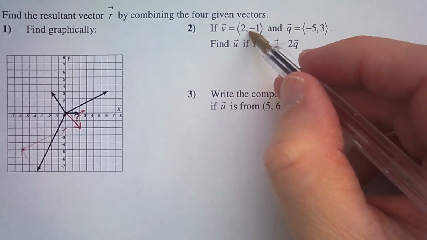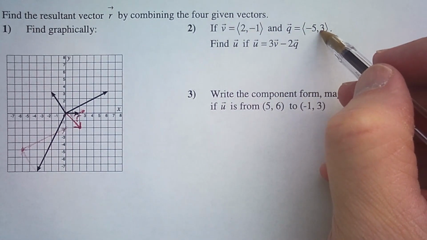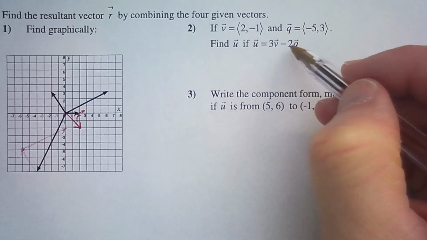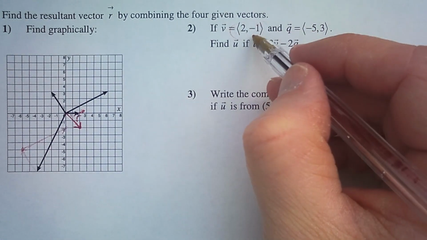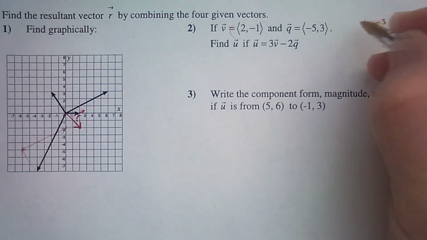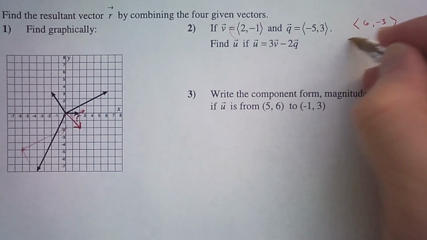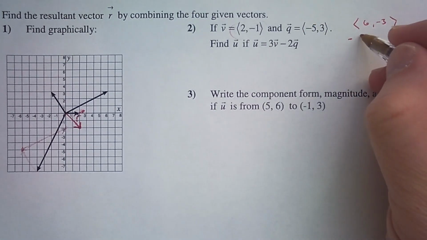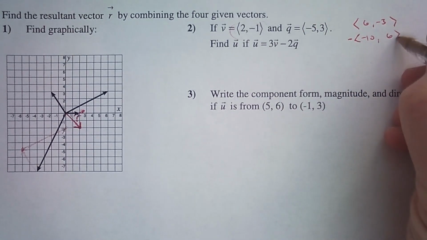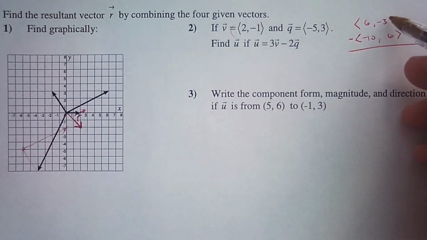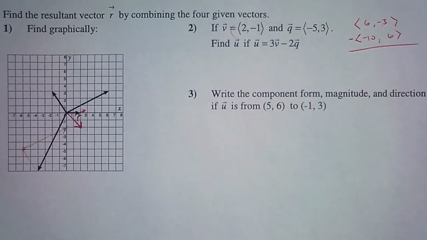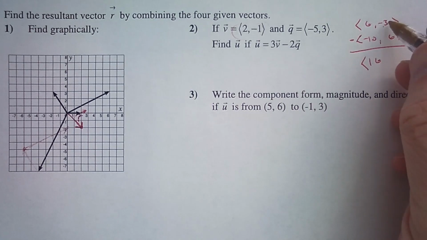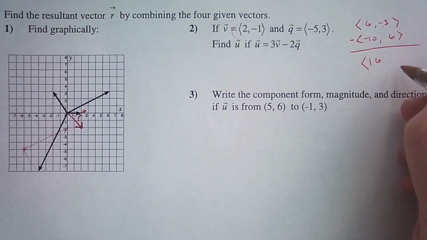Next, we are going to take these two vectors in component form and do 3 times vector v minus 2 times vector q. So that's 3 times this vector. Now 3 times this vector is 6, negative 3, minus 2 times this vector, and 2 times vector q is negative 10, 6. And now we will subtract. So we've got 3 times vector v here, minus 2 times vector q. 6 minus negative 10 is 16. And negative 3 minus 6 is negative 9.